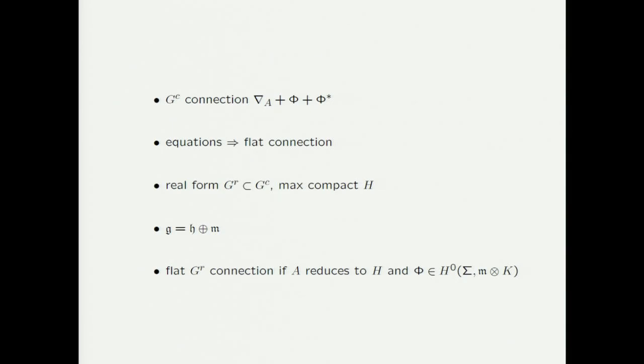Now, suppose you want to get a flat connection whose holonomy lies in a real form of G_C. Then, of course, this will be some subspace of the moduli space of flat G_C connections. What you need to do is look at your real form and take the maximal compact subgroup H of the real form. Your connection should reduce to H, but the Higgs field should lie in the orthogonal part in the Lie algebra, in the M tensor K here. When you do that, you get a flat connection that has holonomy in the real form G_R.